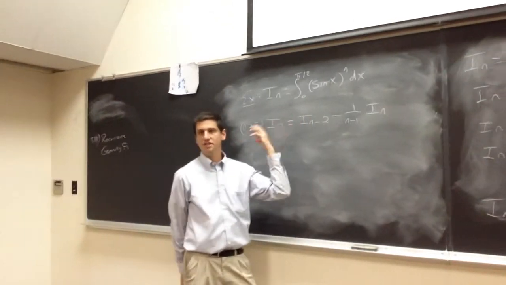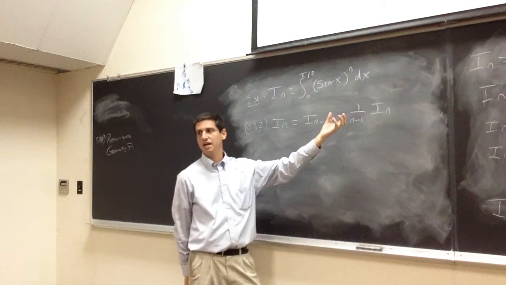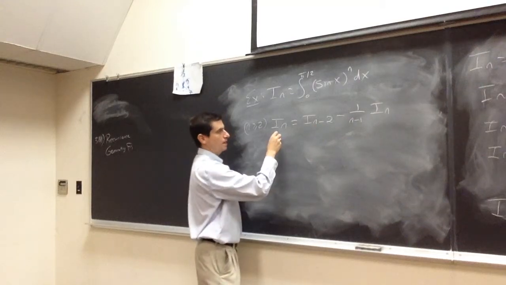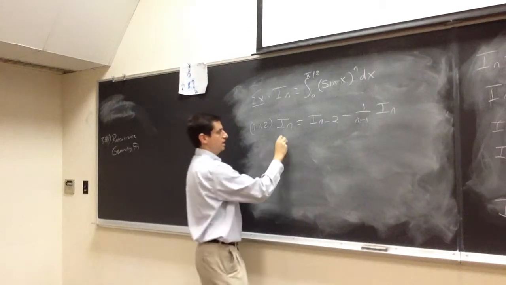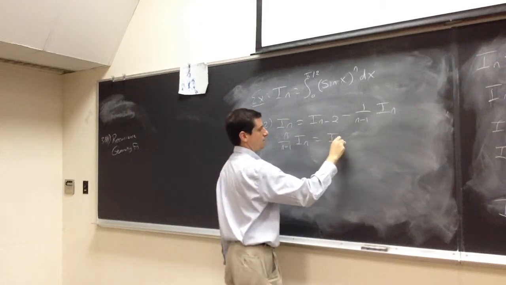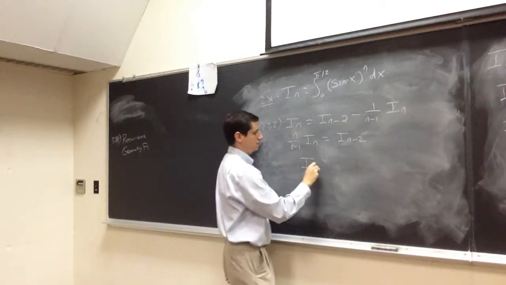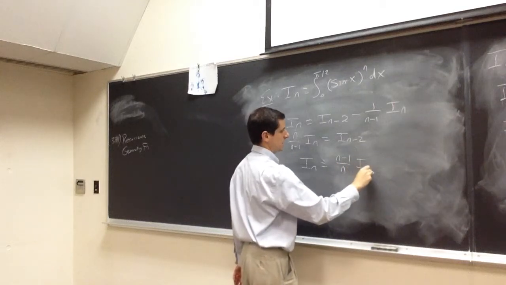So you might have seen something like this in calculus. I call this the bring it over method, when you have what you want on both sides. And now it's just algebra to solve. We bring this over, and we have I_n times 1 plus 1 over n minus 1. So I think we get n over n minus 1 times I_n is I_{n-2}, which means I_n is n minus 1 over n times I_{n-2}.